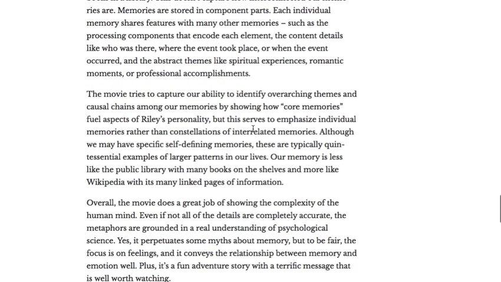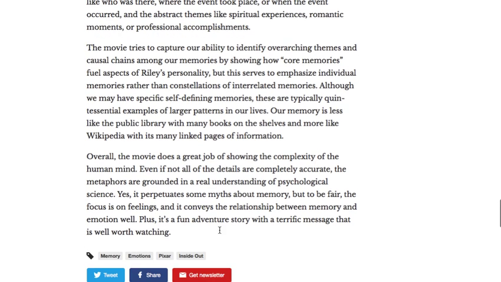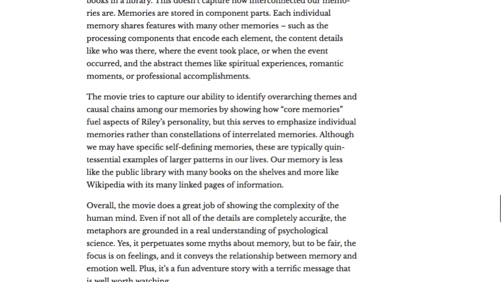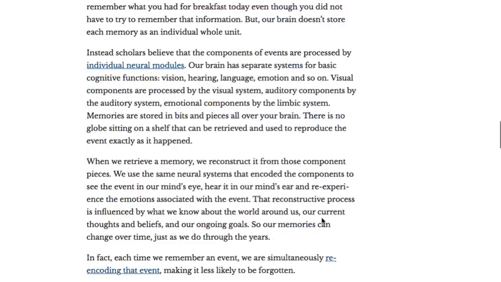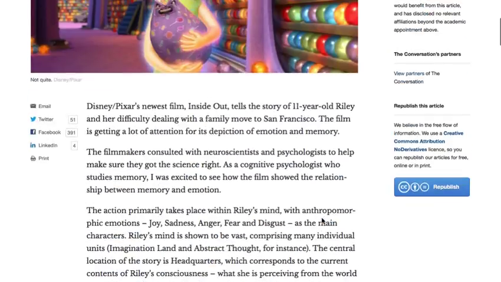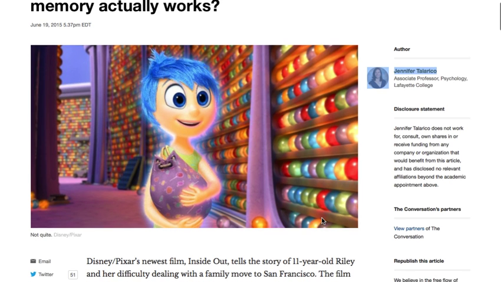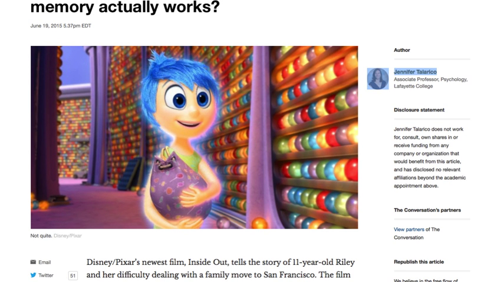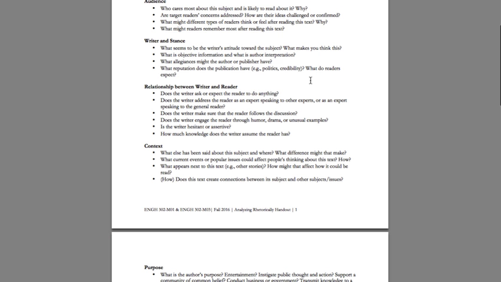And so she seems to actually like the movie. When she says the movie perpetuates the myths about memory, the movie's goal was to focus on feelings and their connection to memory. And hey, it's an adventure story with a terrific message that's worth watching. So she is positive about the movie, and she is positive about the study of how memory works. She seems really interested in that. Those are useful to know. So she's got a more positive attitude towards it.